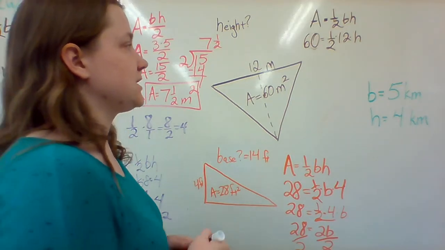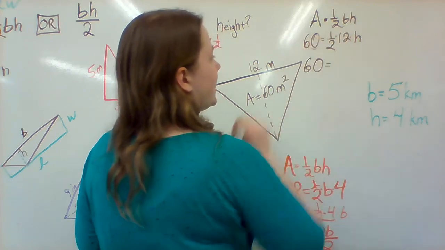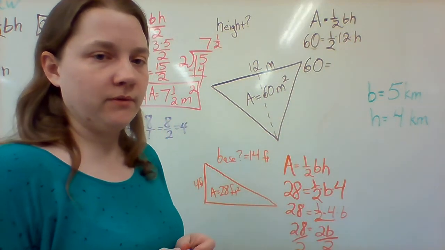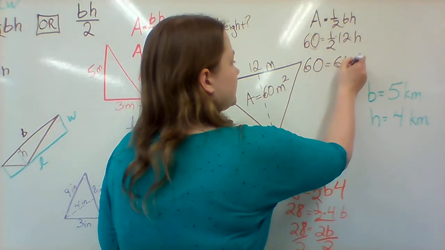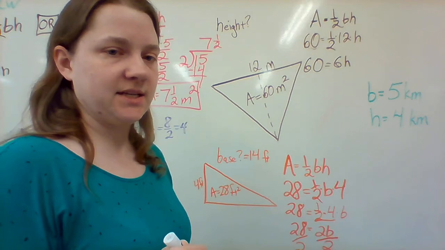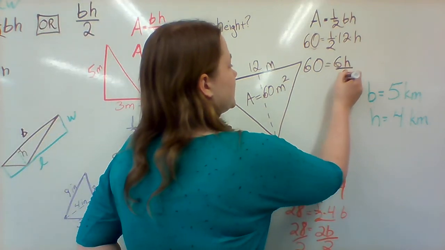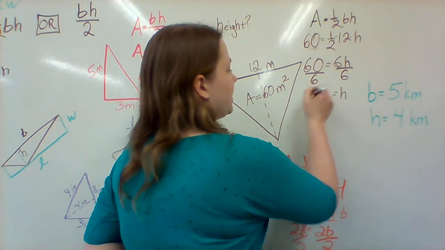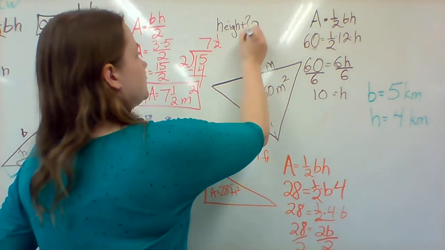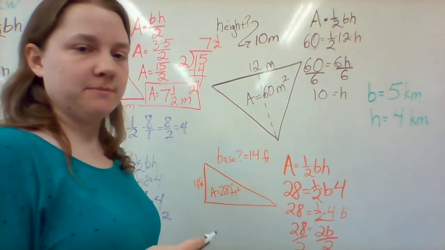So now I have 60 equals 1/2 times 12 times H. So let's go ahead and solve. First thing, the 60 is going to stay the same. I need to find half of 12. Well, I know that half of 12 is 6. So now I have 60 equals 6H. So I need to get rid of that 6, so I'm going to divide by 6 on both sides and know that my height is 10. So my height is going to be 10 meters.